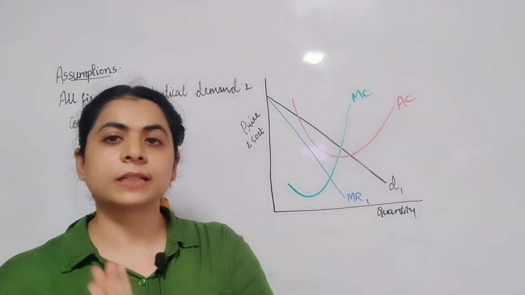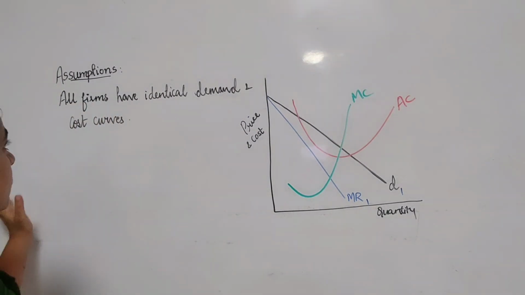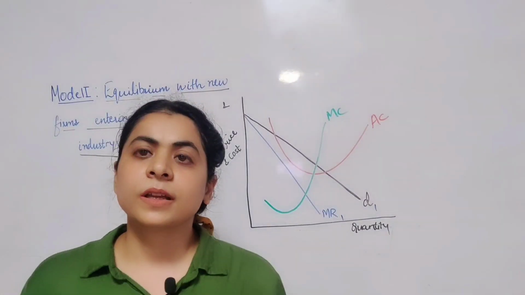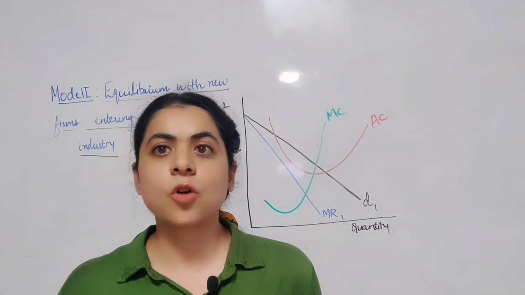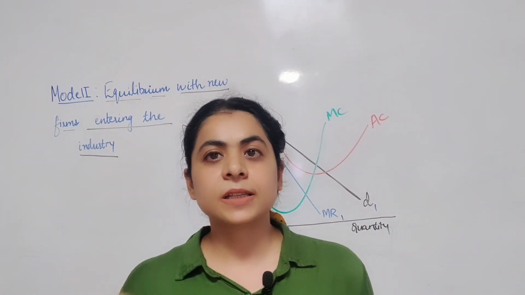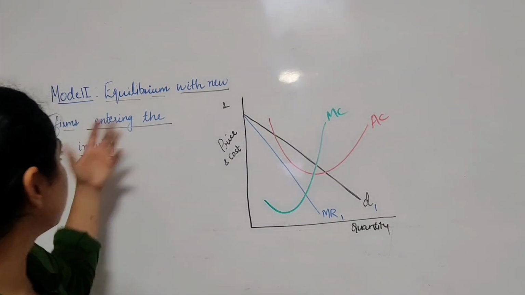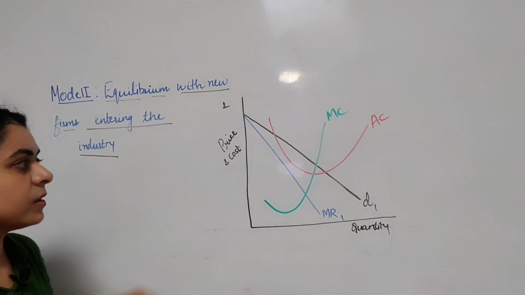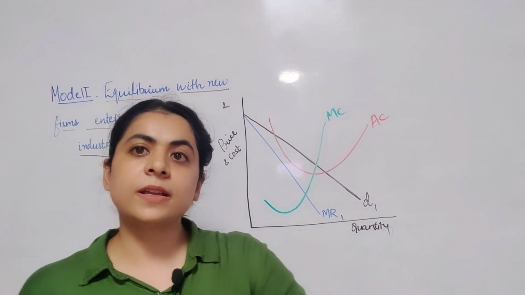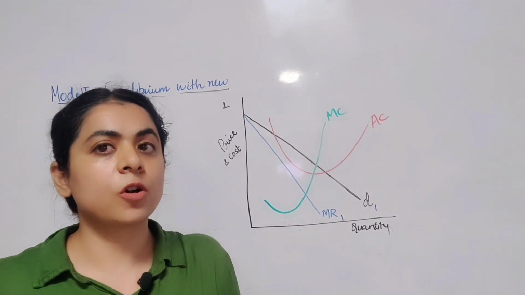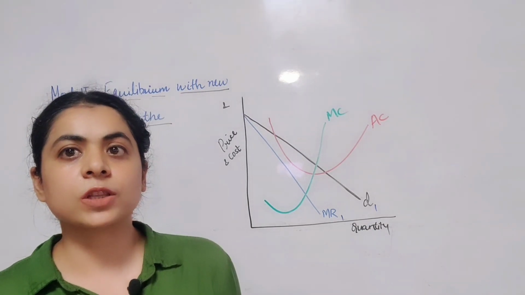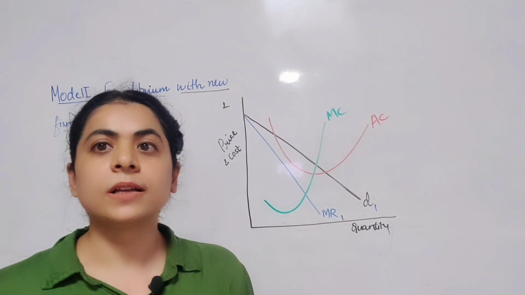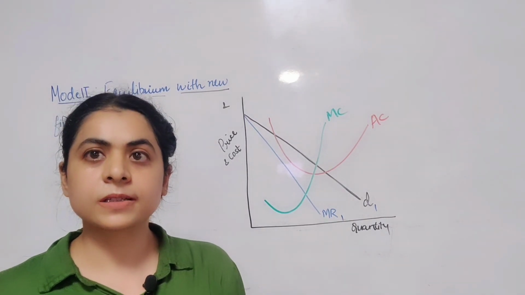Therefore, to simplify the analysis, Chamberlin has assumed that all firms have identical demand and cost curves. In order to explain the concept of group equilibrium, Chamberlin has developed three distinct models of equilibrium. In the first model, equilibrium with new firms entering the industry, the existing firms are already earning supernormal profits, so they do not have any incentive to change the price. But long run equilibrium is established with new entrants when they enter the industry because of the supernormal profits.